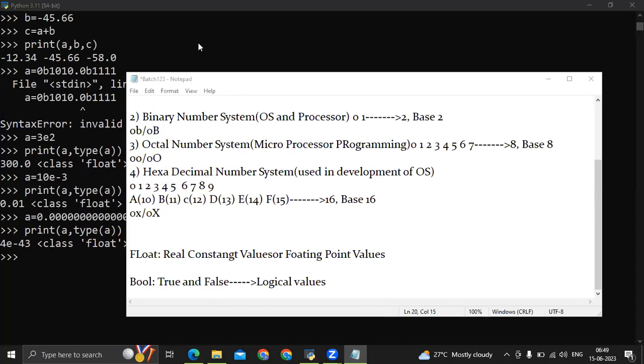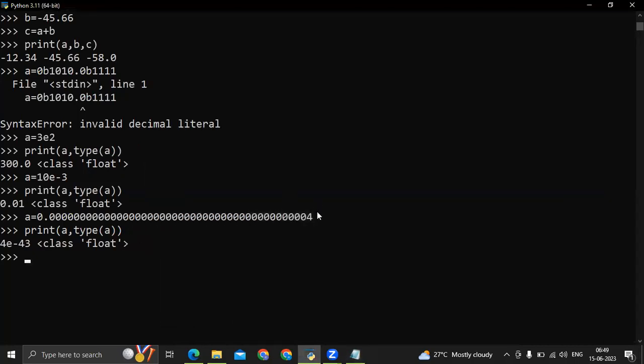See, how does this 4E minus 43 come? See, at the end we have 4. So E, we are talking about the exponential, and minus 43 because it's already there, 0.00000. If I write like this, I'll get the answer like this.